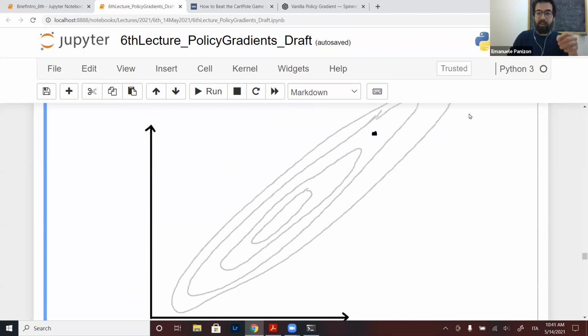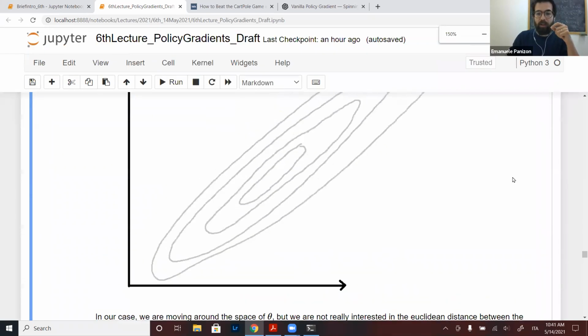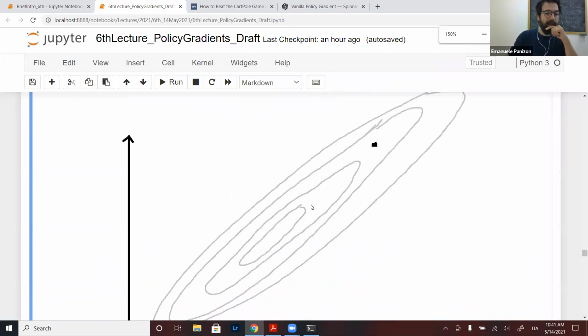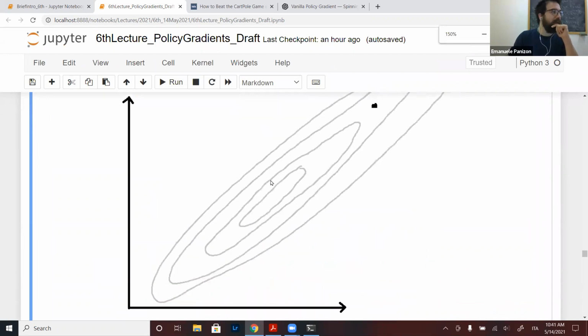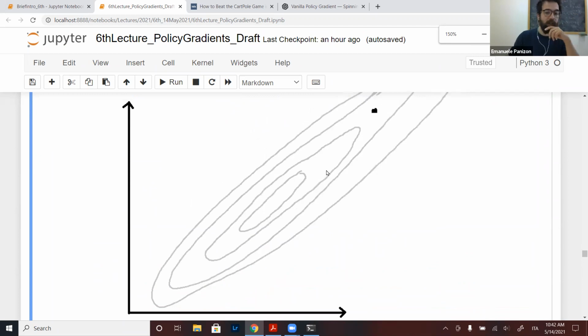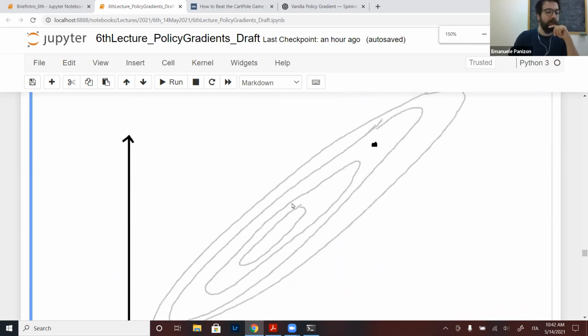So this is the worst drawing you will ever see. Essentially it's a function map. So this is a minimum or a maximum, I don't care. And this is the point where we are, where we have the gradient.